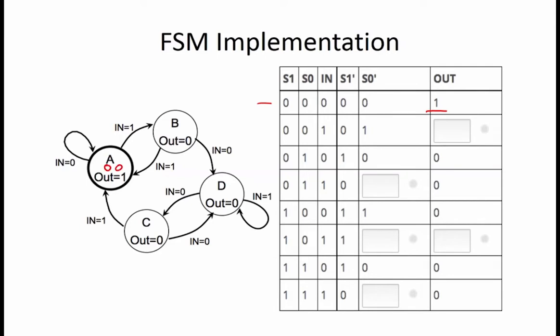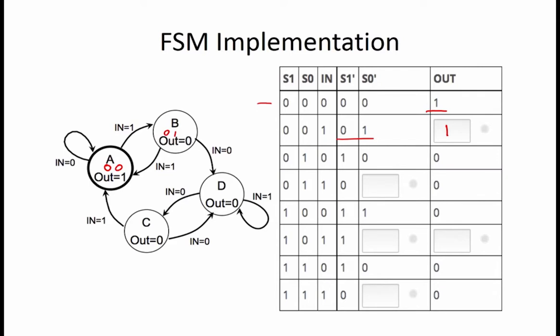We also know that from state A on a 1 input, the FSM moves to state B. According to the truth table, from state 0, 0, which is A, on a 1 input, we move to state 0, 1. That means that state B's encoding is 0, 1.